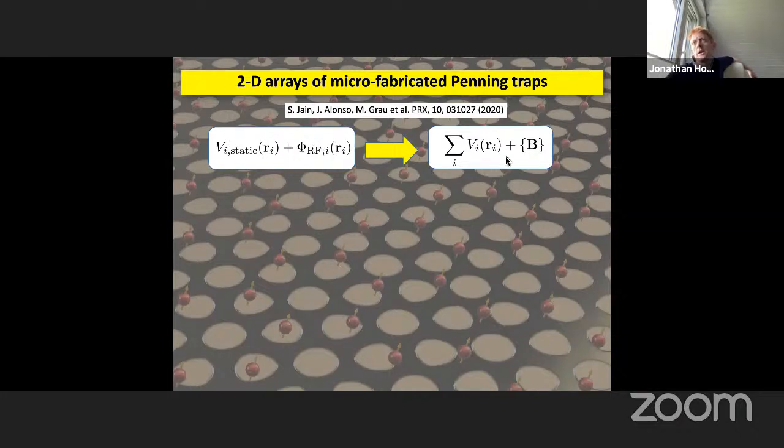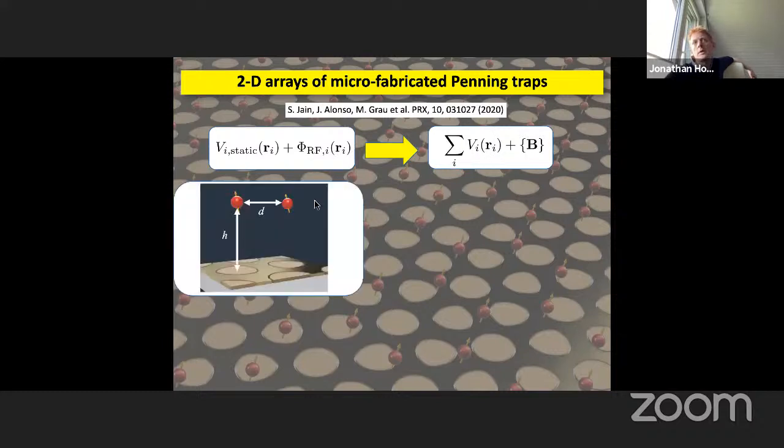So we asked ourselves the question: why not just deal with microscopic potentials in the static domain and then have a homogeneous magnetic field to do the confinement? This is what the Penning trap offers you. Suddenly, instead of having, for 100 ions, 100 different microscopic RF potentials with a null, you just put a homogeneous magnetic field and you do everything in the static domain.